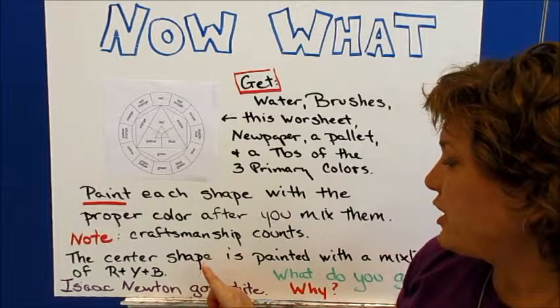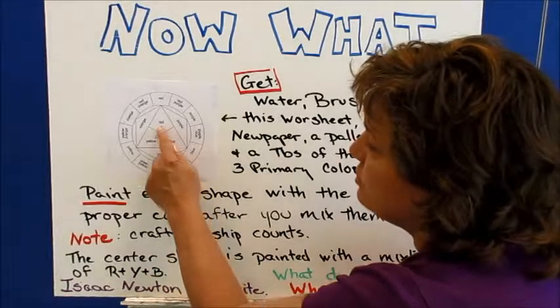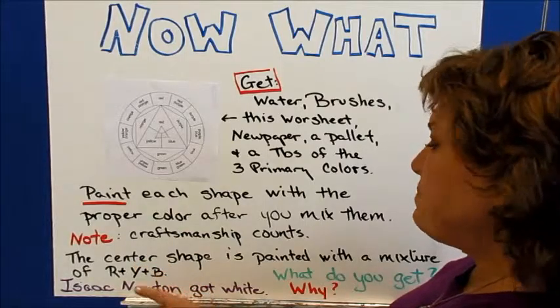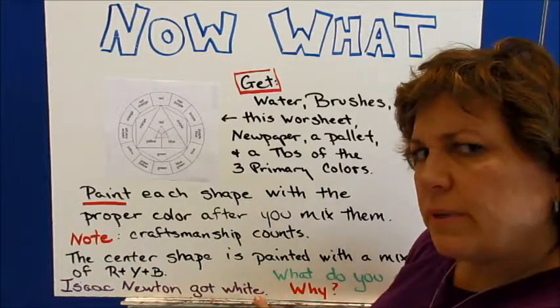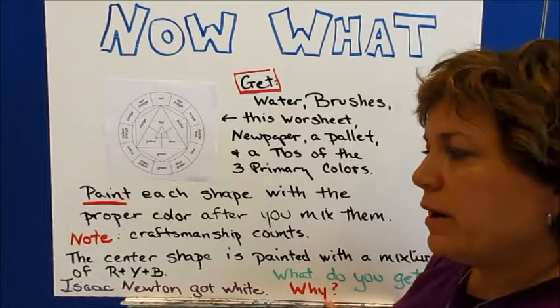The center shape is to be painted with a mixture of red, yellow, and blue. So there's a center shape in here I've drawn in. Okay? Isaac Newton gets white if he mixes all the colors together. Wonder what you're going to get and why.